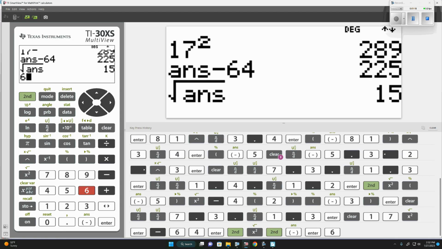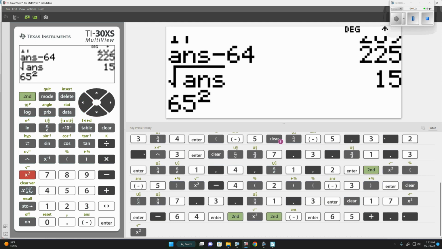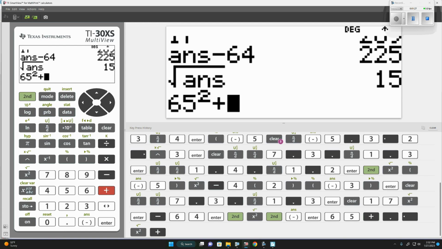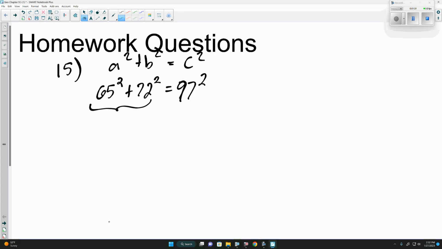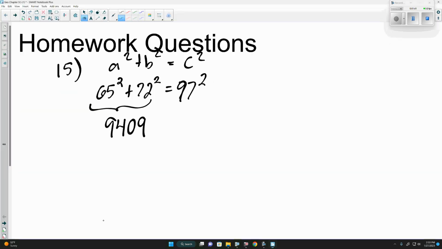Now 65 squared, well, it'd be helpful if I square it, plus 72 squared equals 9409. Now 97 squared, we can plug in a calculator, 97 squared is 9409. I was making it so much harder than it needed to be. So since they are equal, it means that it is a right triangle.